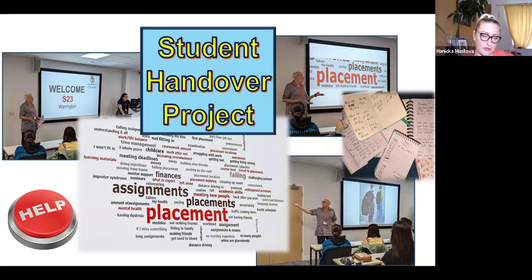So student handover is an in-person presentation that's quite structured. It focuses on new students during their induction week. You start by asking them to submit any number of words of worries that they might have starting their course, and that creates this word cloud where you will more likely come across very similar answers. Mainly it would be assignments, placements, finances, well-being, things like that.